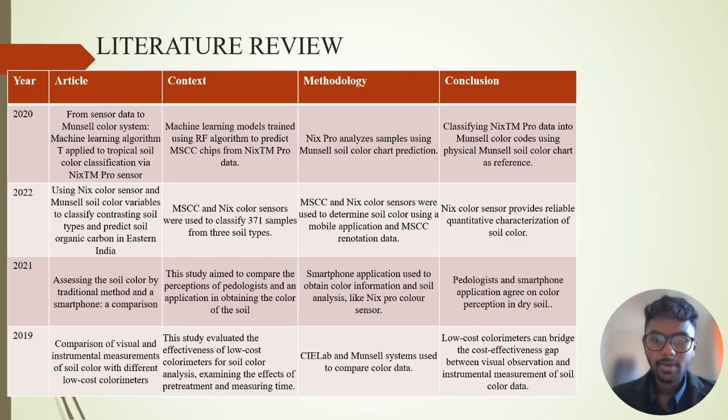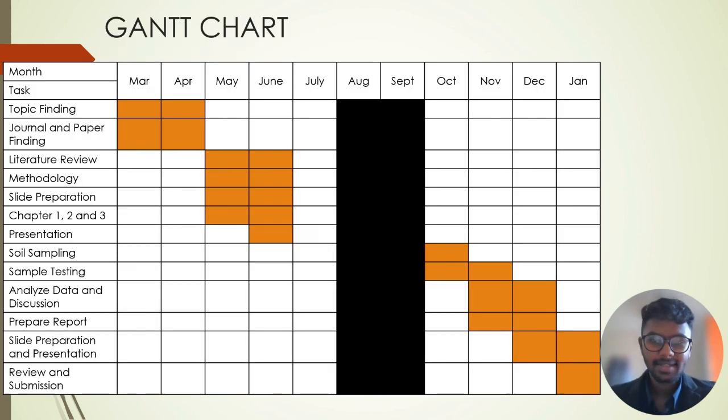For the literature review, I've gathered four main researches that were conducted before in other universities. Why these researchers? Because they have used the NIX Pro Color Sensor as their main equipment to gather results more precisely and accurately. So I have gathered these to put as my references for my project. This is the Gantt chart that I'm using for the project.